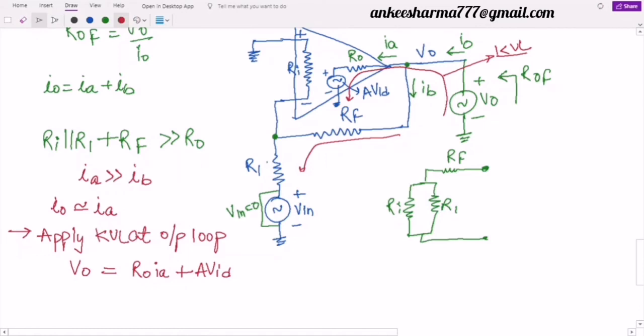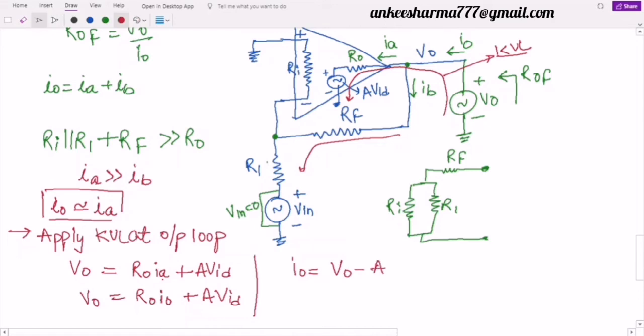So from here I will find the value of I naught. In place of IA, can I write I naught? So I will write here V naught is equal to R naught I naught plus A VID, because we have already assumed that I naught is almost equal to IA. So from here I will get the value of I naught. If you rearrange these terms, I naught will come out to be V naught minus A VID by R naught. This is my value of I naught.